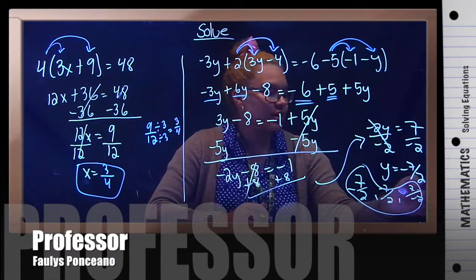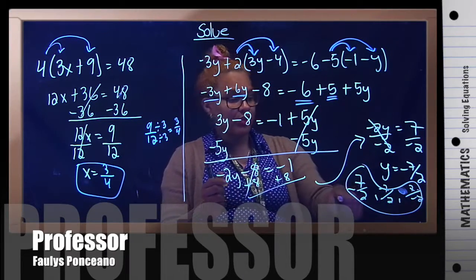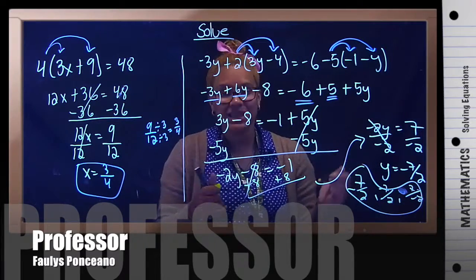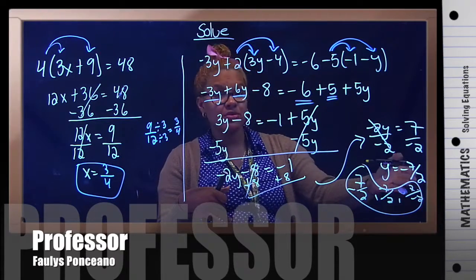But the answer is this one, negative 7 over 2. y equals negative 7 over 2. But if you write it like this, like this, like this, the same thing. The entire fraction is negative. So this is your answer for the first example. This is your answer for the second example.